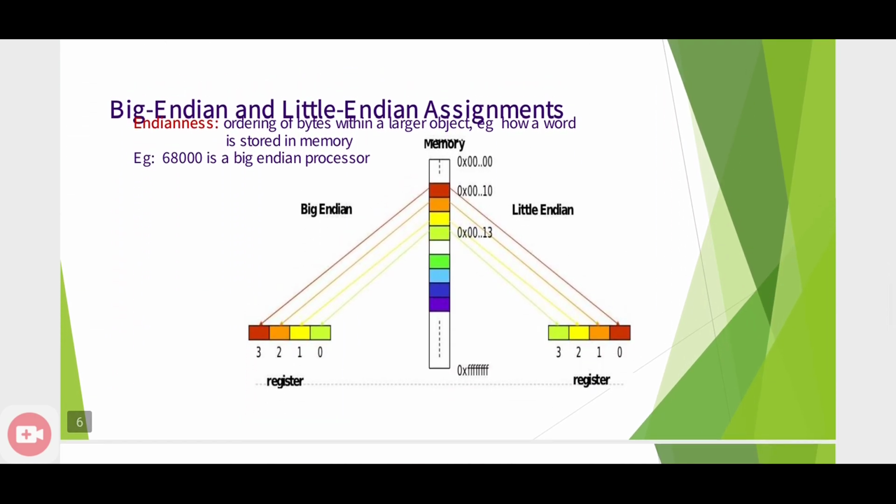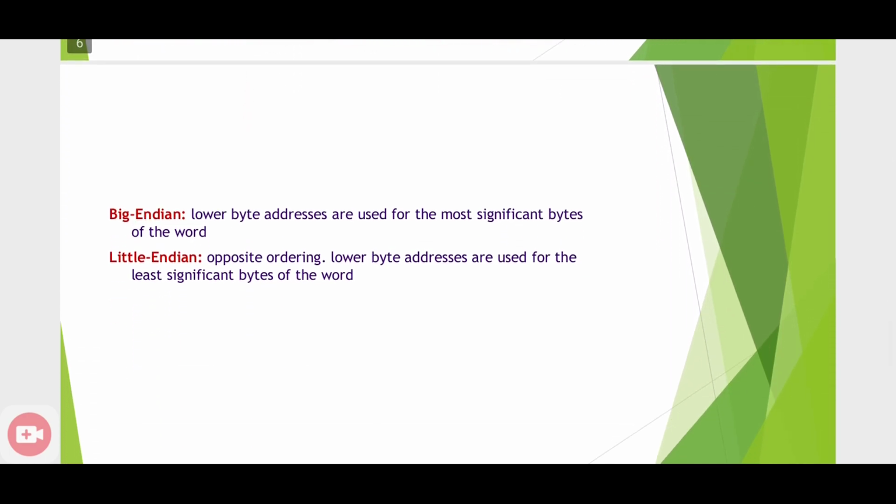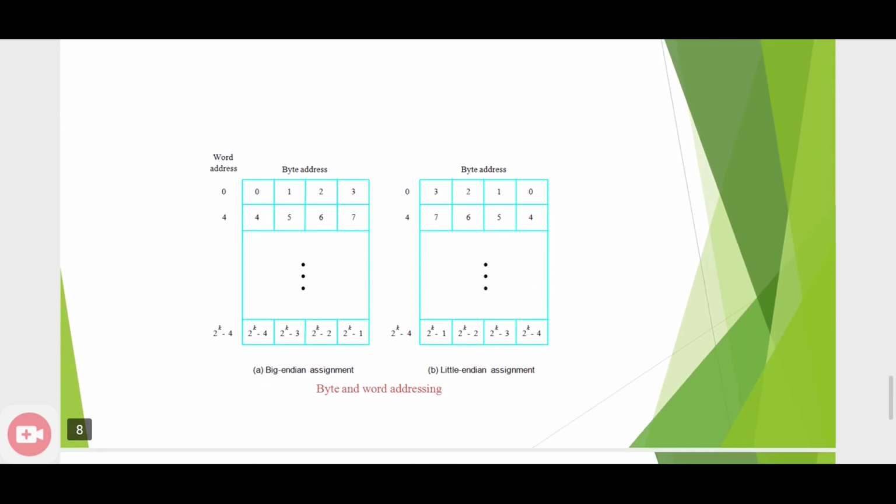And what do we mean by big endian and little endian assignments? Actually, it is the ordering of bytes within a larger object. There are 2 methods, big endian and little endian assignments, for how the bytes are stored in memory. Big endian means the lower byte addresses are used for the most significant bytes of the word, and little endian is the opposite ordering, that is, lower byte addresses are used for the least significant bytes of the word. This is an example.